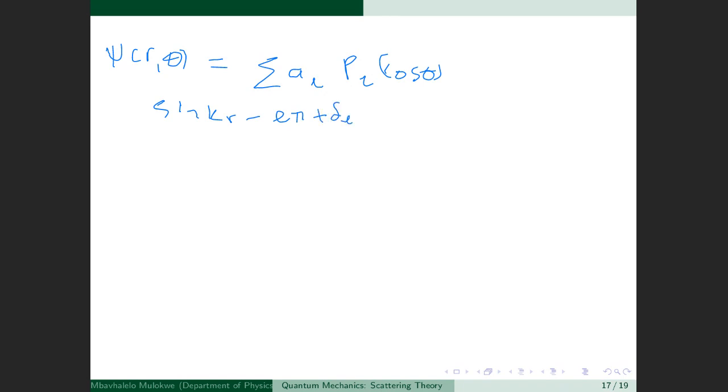So let's go back and use an empty slide. We have shown that psi of r and theta can be expanded in terms of some unknown coefficients, PL cos theta, sine of kr minus L pi over 2 plus delta L, where this delta L is just given by arctan of minus BL over AL, divided by kr. Right? You make use of the same trick. You write sine z in terms of exponentials, and then you use the fact that e to the i pi over 2 L just gives you plus or minus i to the L.